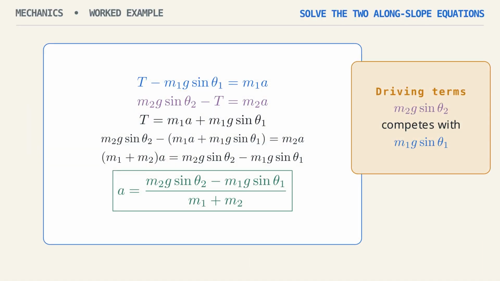The perpendicular equations would give the two normal forces, but the problem does not ask for them, and no friction relation needs them. Use the two along-slope equations. Solve the cart 1 equation for T. Then, substitute that expression into the cart 2 equation. Collecting the acceleration terms gives m1 plus m2 times a equal to the cart 2 downhill gravity component minus the cart 1 downhill gravity component. The two parallel gravity components compete, so their difference drives the system.